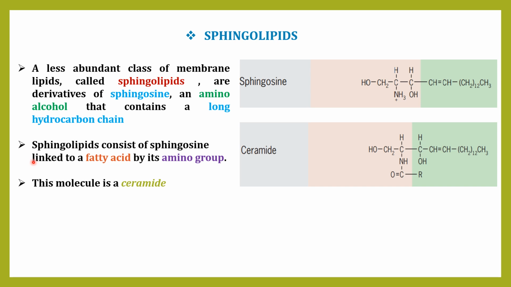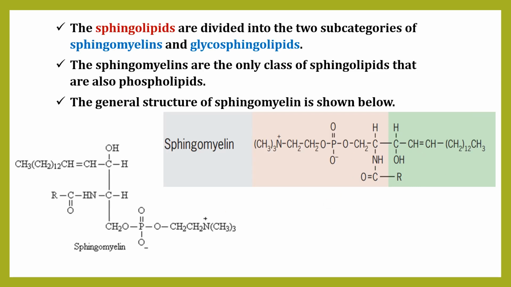Now the sphingolipids consist of sphingosine, which links to a fatty acid chain. Here is the fatty acid chain R, linked to its amino group, and this molecule is called ceramide. These sphingolipids are divided into two subcategories: first sphingomyelin, and second glycosphingolipids. The sphingomyelins are the only class of sphingolipids that are also phospholipids. So the general structure of sphingomyelin is here, attached to the carbon chain.